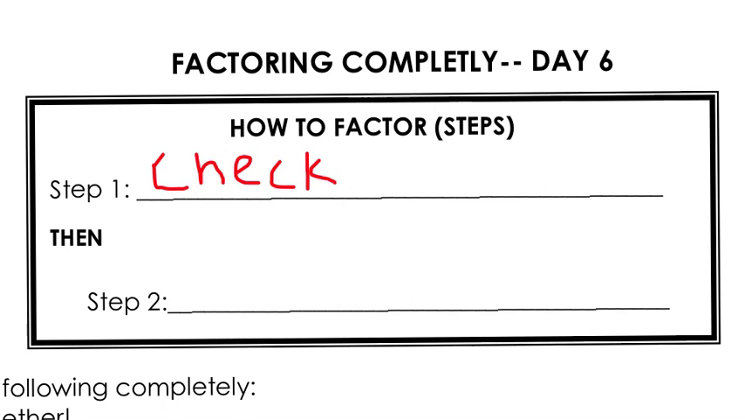Check for GCF, or a greatest common factor. If you could pull out a greatest common factor, that makes the factoring process that much easier then.